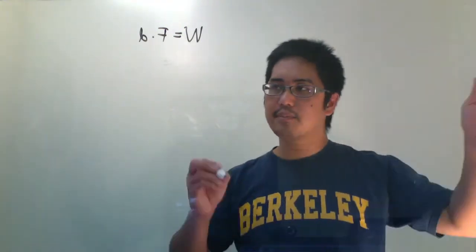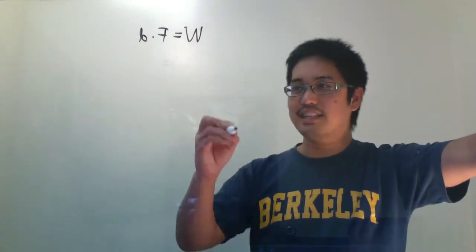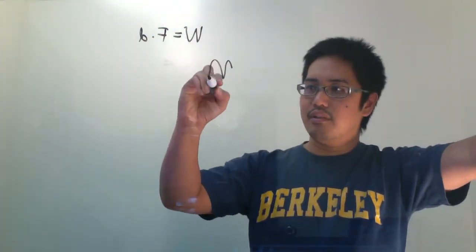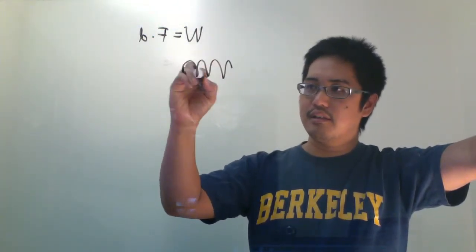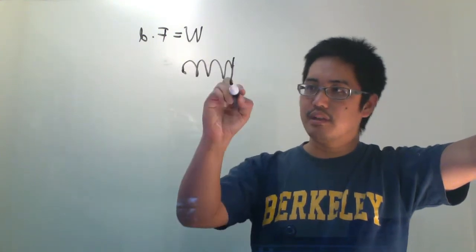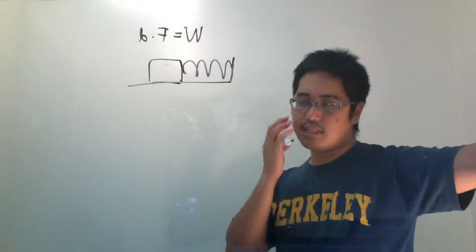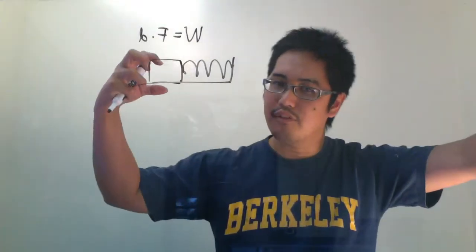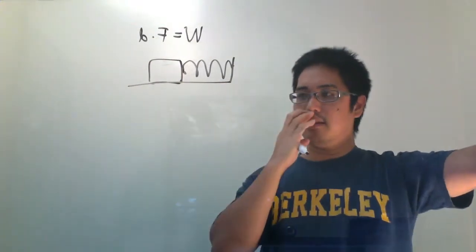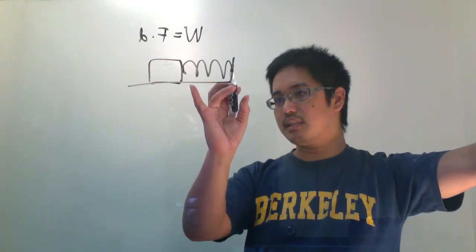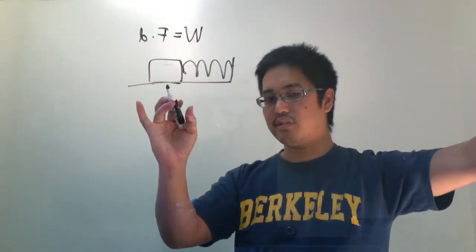Now, spring energy, we also call that elastic energy. And we denote a spring with this little squiggly line like that. Say that I have a spring that's attached to a box, and I take this box and I move it like that. Now, what's going to happen is this spring is going to stretch and stretch and stretch.